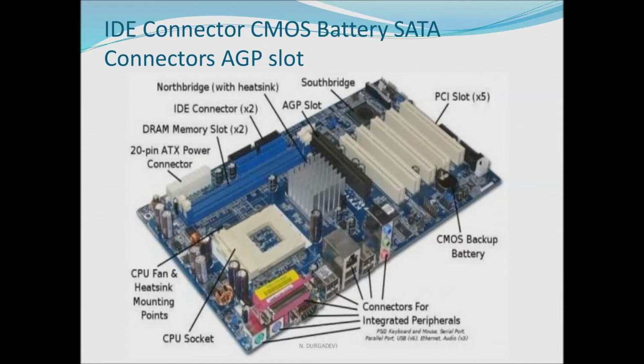SATA connector is nothing but a Serial Advanced Technology Attachment connector. It is used to connect a hard disk drive and also a DVD ROM drive. AGP slot is also called Accelerated Graphics Port. It is used to connect an extra graphics card to the computer. By this extra graphics card, we can enhance the graphics facility of the computer.